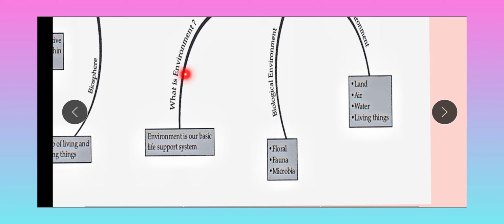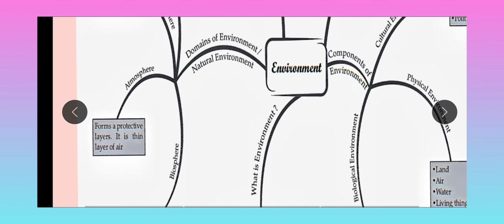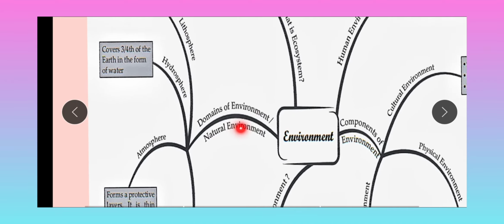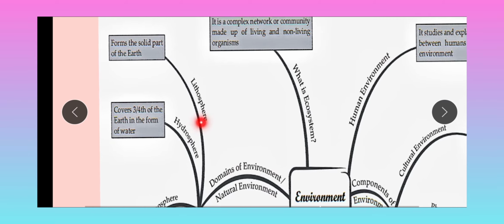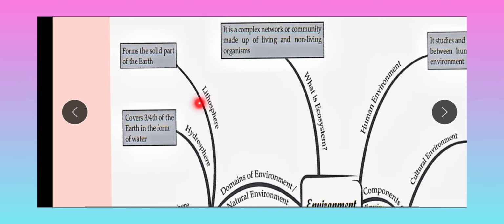Now the actual question: what is environment? Environment is our basic life support system. Next, domains of the environment. Natural environment. There are four main domains of the environment. First one is lithosphere, the solid part of the earth, that is called crust.